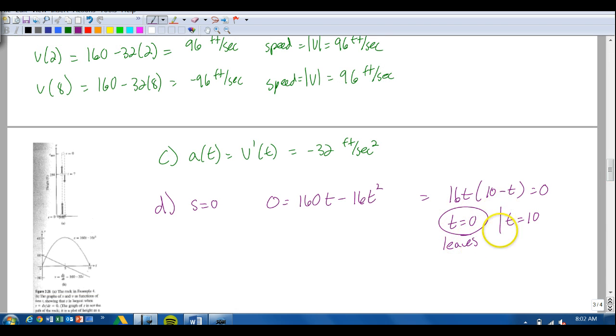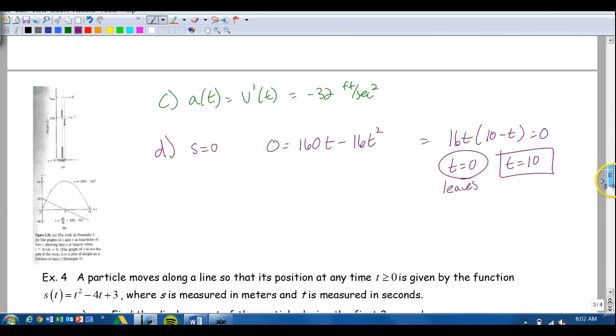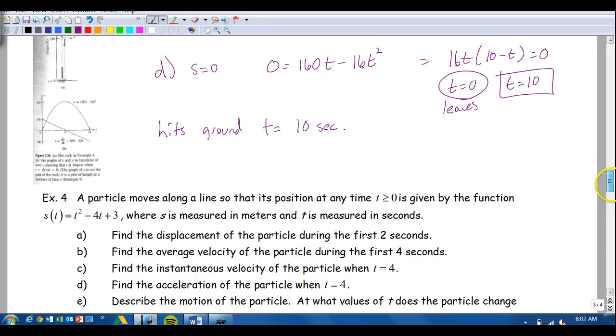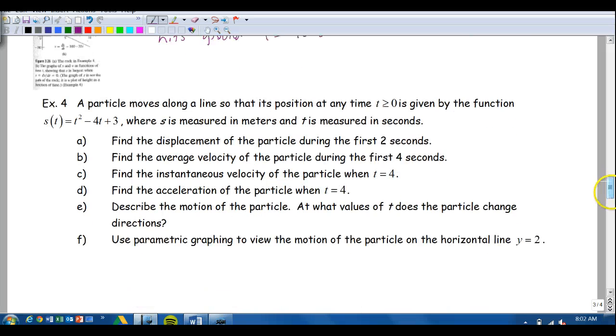So I want to look at this. When does it hit the ground? t equals 10 seconds. So it hits the ground at t equals 10 seconds, which makes sense. If it leaves at 0 and ends at 10, we found earlier that our maximum height was at 5, which is halfway in between that curve. Alright, so this problem is probably more important to know. They're all very important though.